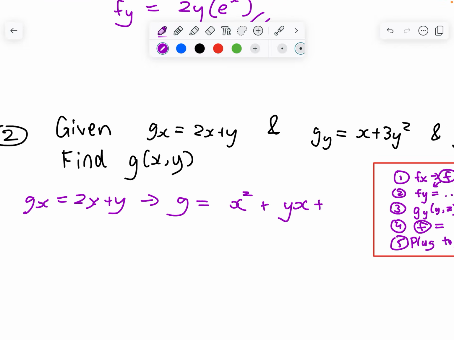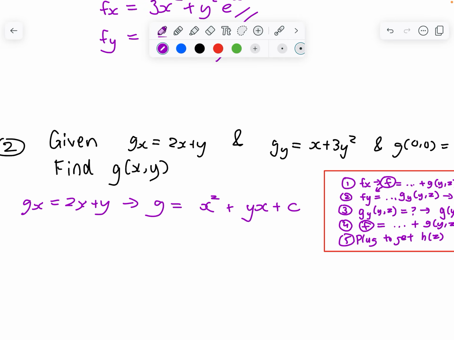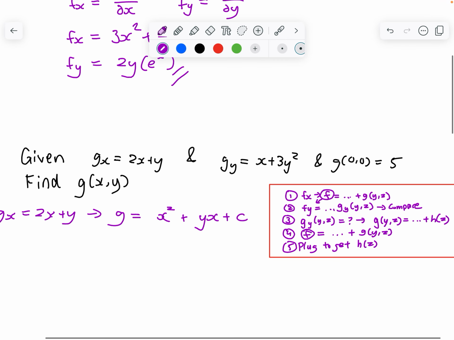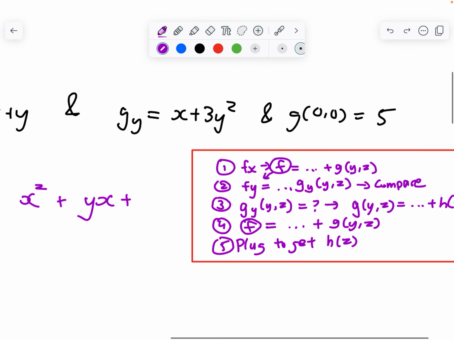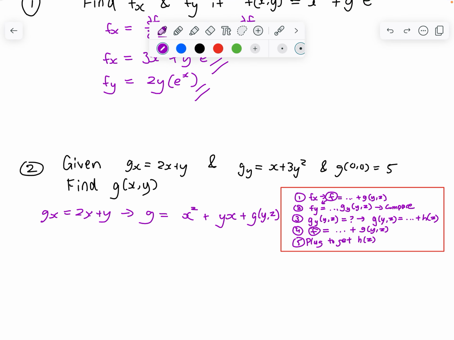And remember, in integrals, we always have to add plus c, but be careful because we are dealing with multivariable calculus, we would annotate that as g of y, which is basically just acting like c, a constant.